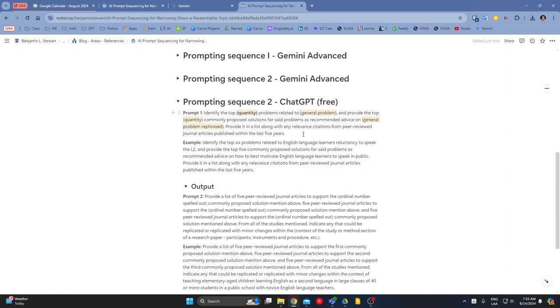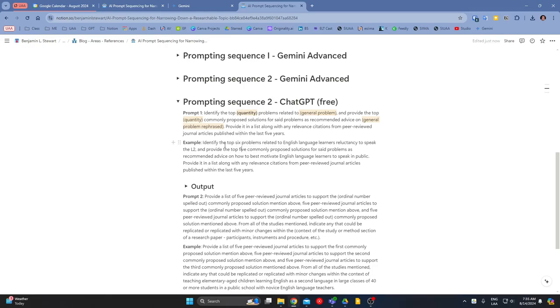So in this prompt sequencing, what I've provided here is the prompt itself, where I've highlighted different areas or different parts of the prompt where you can fill in your own information depending on your own research objectives, your own interests, your own topic. Once you have this prompt, this is an example here of filling out this information.